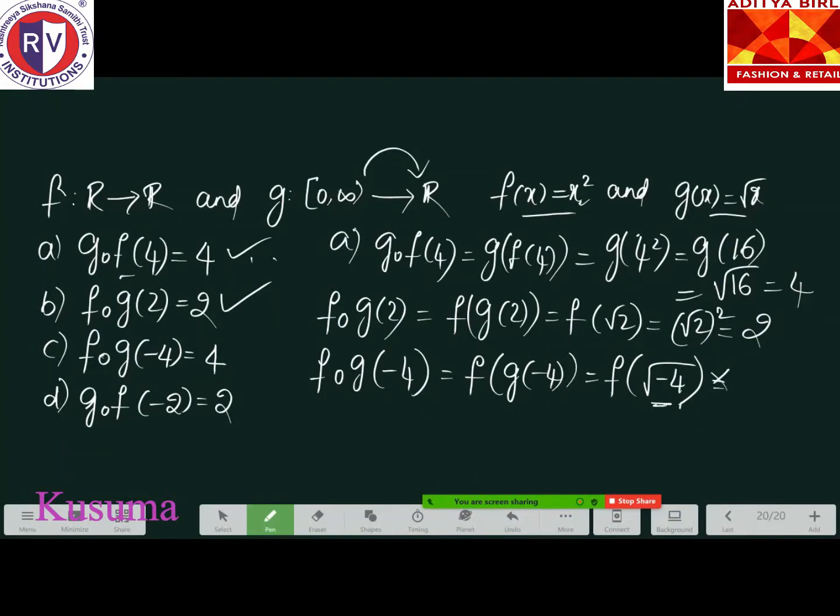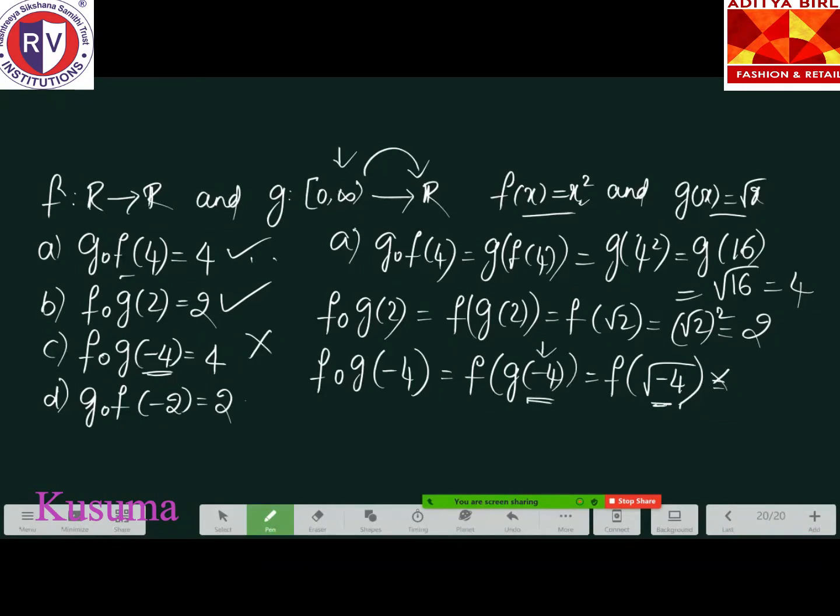And you can notice one more thing. Here it is given minus 4, but the domain of G is 0 to infinity. Minus 4 is not at all a point in the domain of G. Therefore, this function at this particular point does not exist at all. So this statement is false.